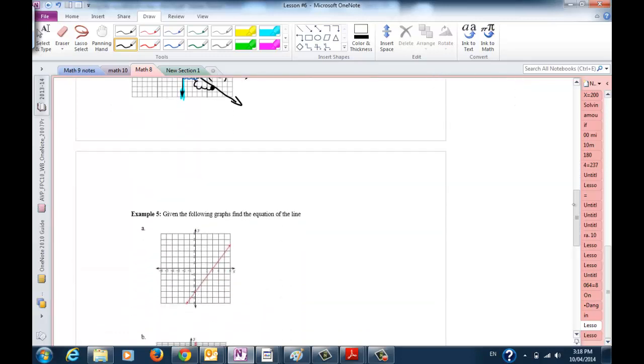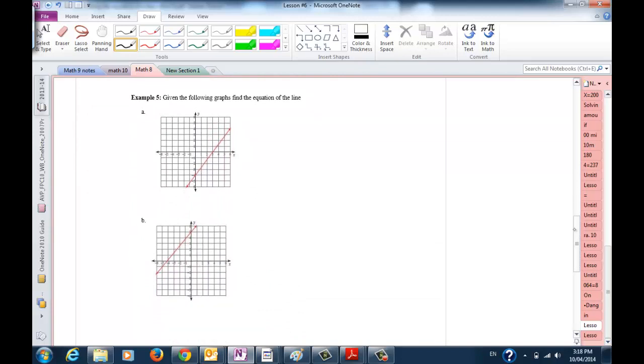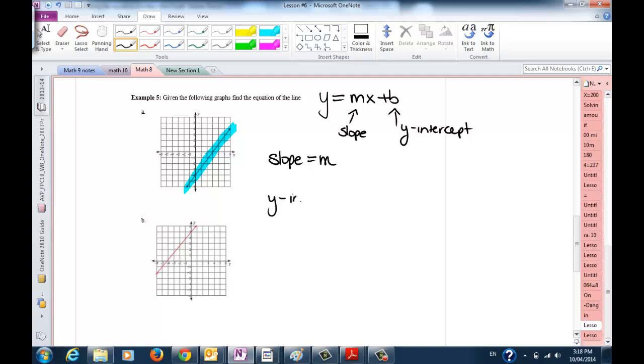Let's do a few more examples. Alright. So we also want to be able to go backwards. We want to be able to take the graph and actually create the equation. So remember, the equation of the line is y equals mx plus b. M is my slope, b is my y-intercept. Okay, so I have this line. Hopefully you guys can see it on your page. And first thing I'm going to write down is I want to know what the slope is. Remember, slope equals m, and I want to know what the y-intercept is.